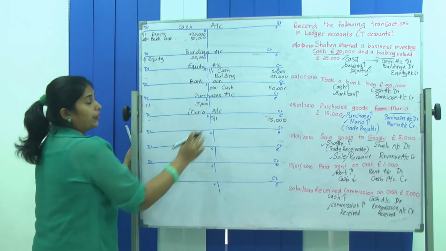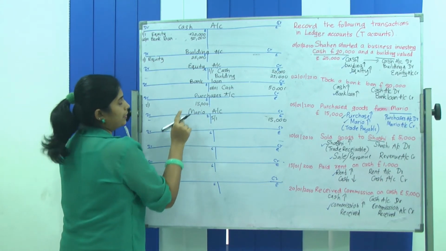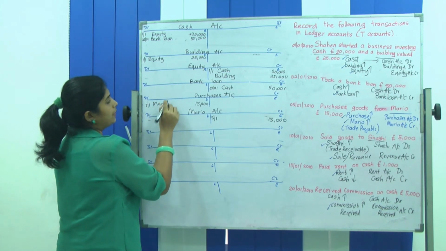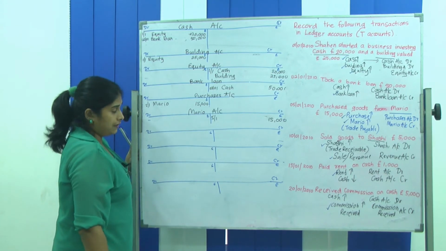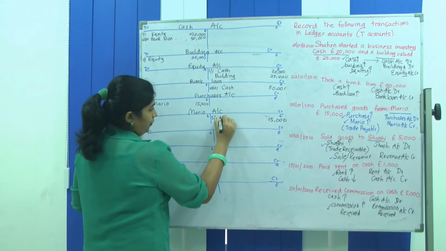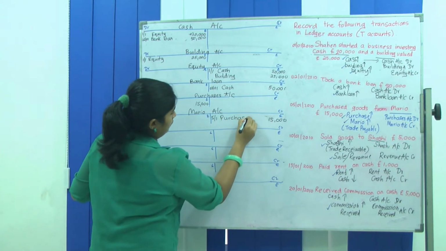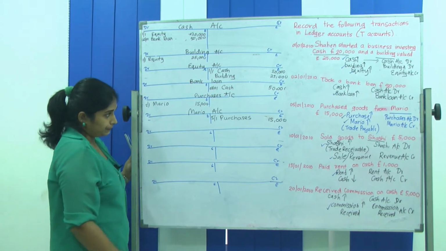Okay, now what you have to do is exchange the names. In the purchases account, the 15,000 debit entry is there, and the credit entry is there in Mario's account. So you'll write Mario in front of purchases. In Mario's account, the credit entry is there, whereas the debit entry is there in the purchases account. So right in front of 15,000 in Mario's account you write purchases.